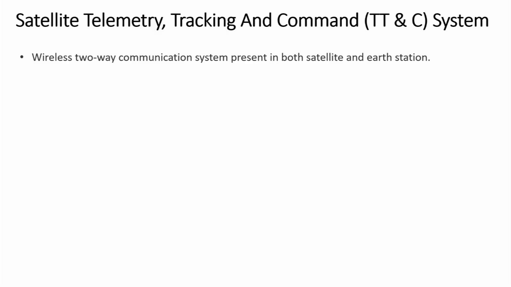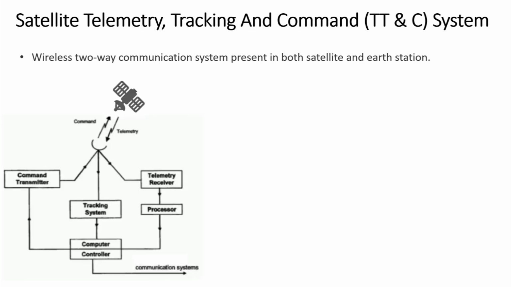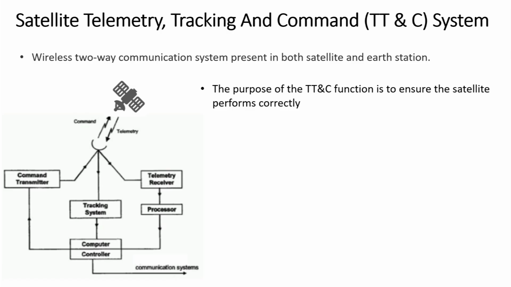Basically it is a wireless two-way communication system, and it is present both in the satellite as well as in the earth or ground station. You can see this block diagram, which shows the schematic of the typical TT&C. So, what is the purpose of this TT&C? It ensures whether the satellite is performing correctly or not, and whether any corrections are needed or not. That is only possible when we have this system in the satellite, that is TT&C.